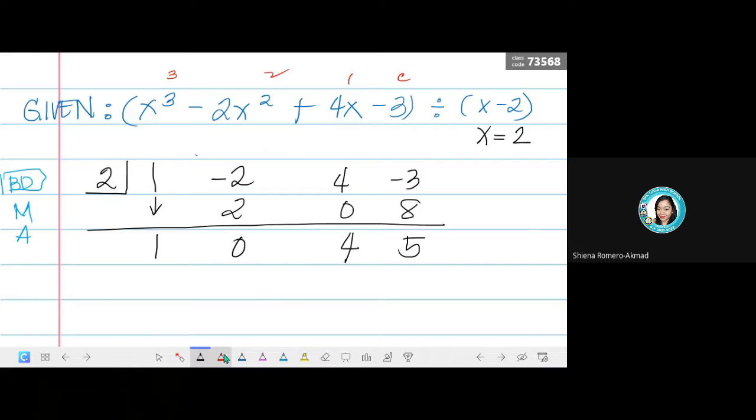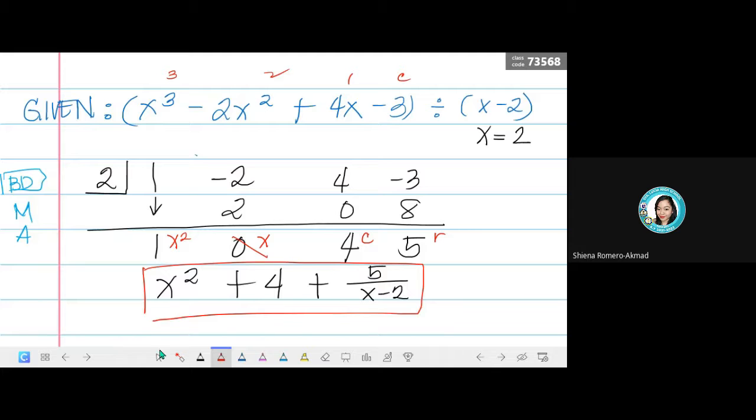So this will be the numerical coefficient. Mag-minus tayo ng 1. Numerical coefficient ng x squared. Numerical coefficient ng x. This is the constant term, and this is the remainder. So, ano yung magiging answer ko? Dahil 0 na to, hindi na natin i-include yan. So, we have x squared plus 4 plus 5 over x minus 2. So, this is the answer.